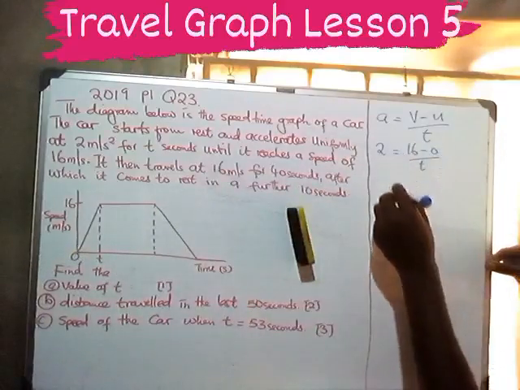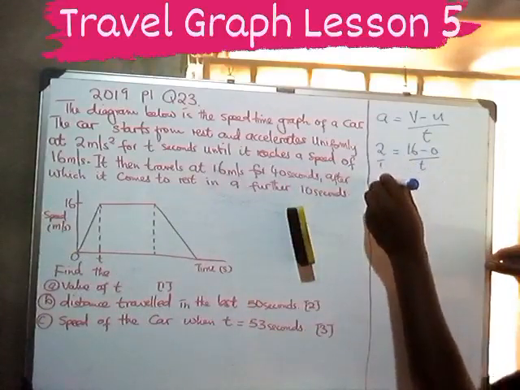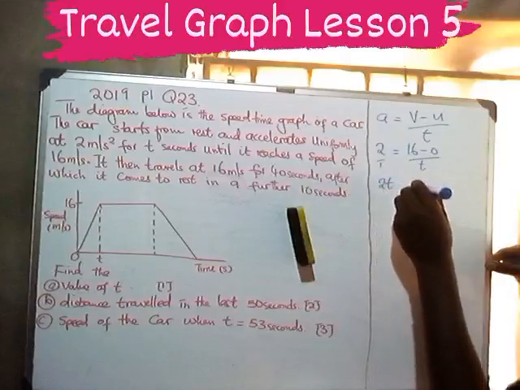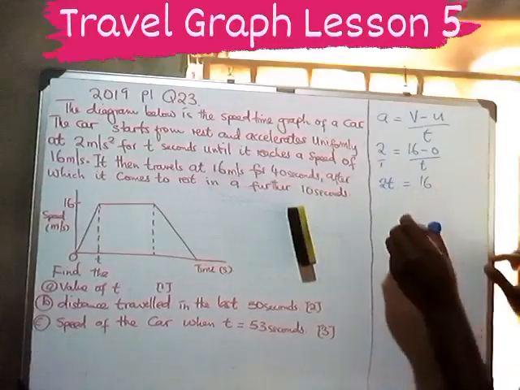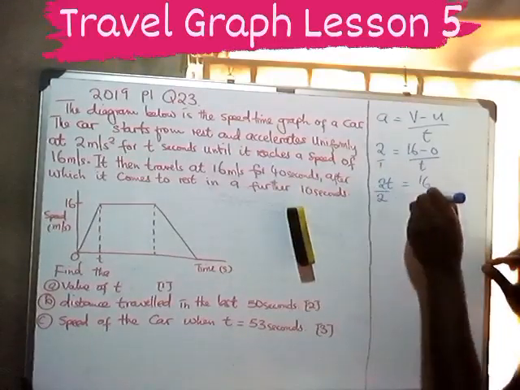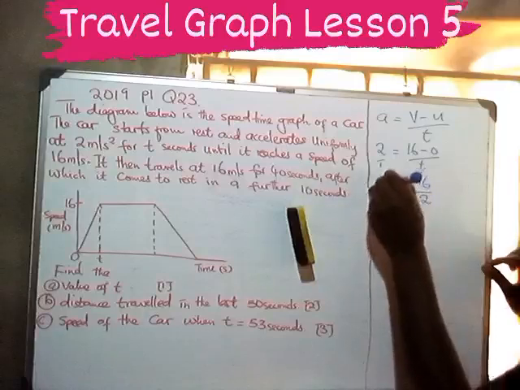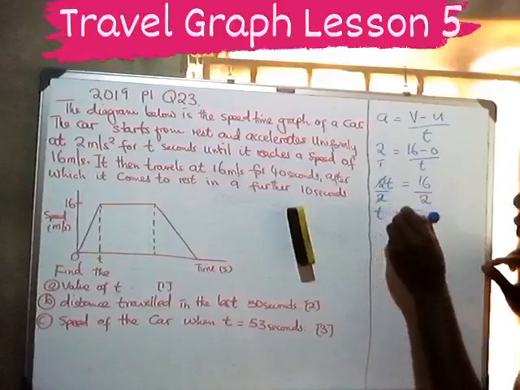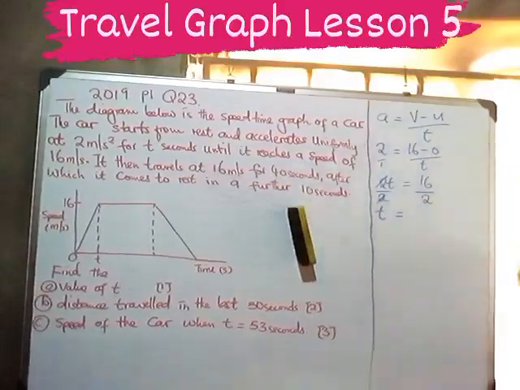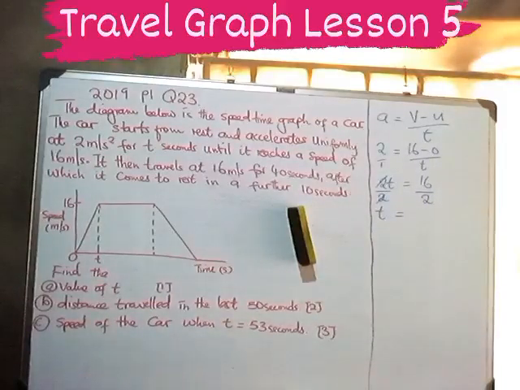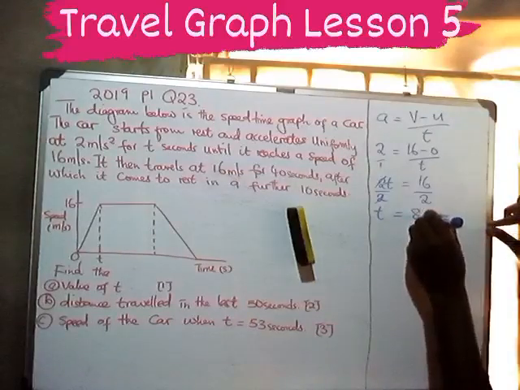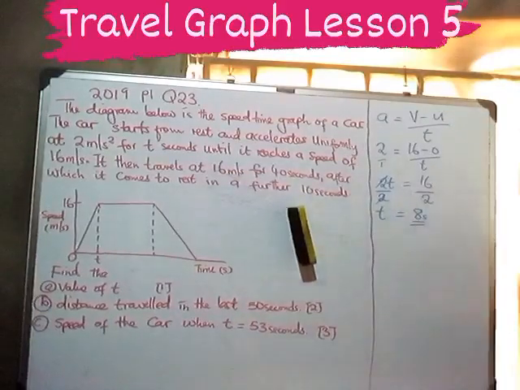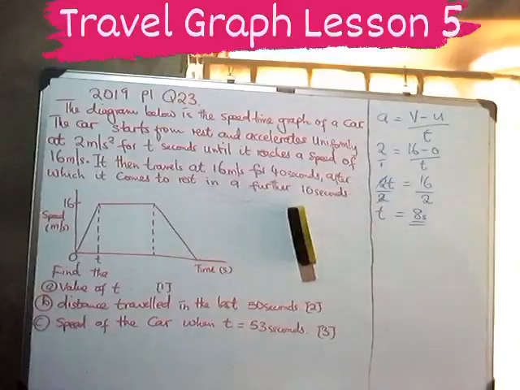So now we cross multiply. We have 2t is equal to 16 minus 0, which is the same 16. Then we divide by 2 on this side and by 2 on the other side. So t is equal to 8. It is 8 seconds, because t is time. We find our t is 8 seconds.